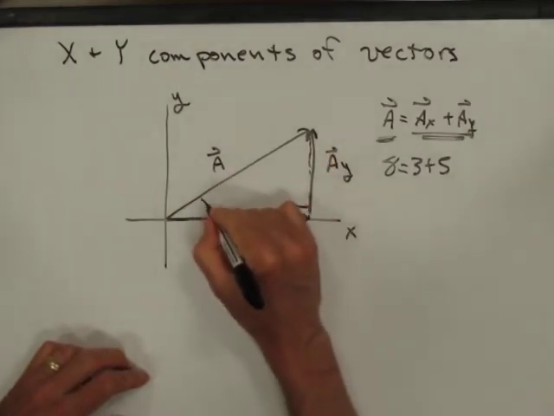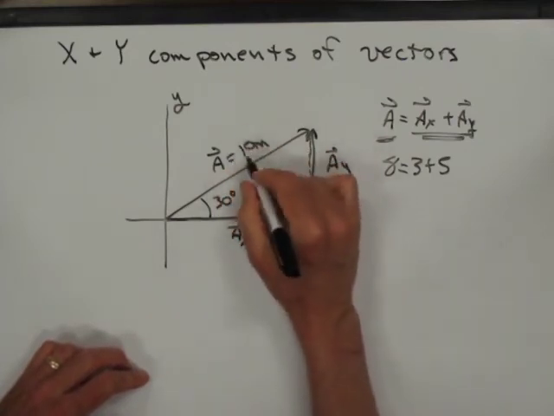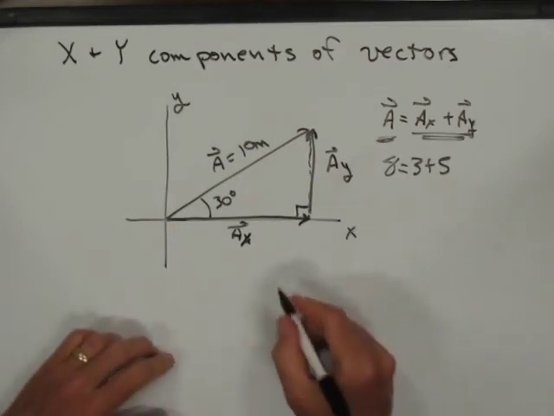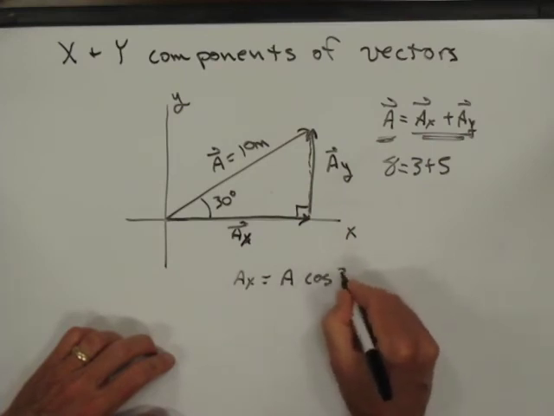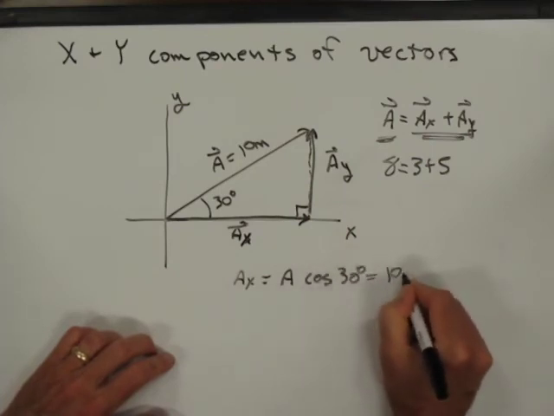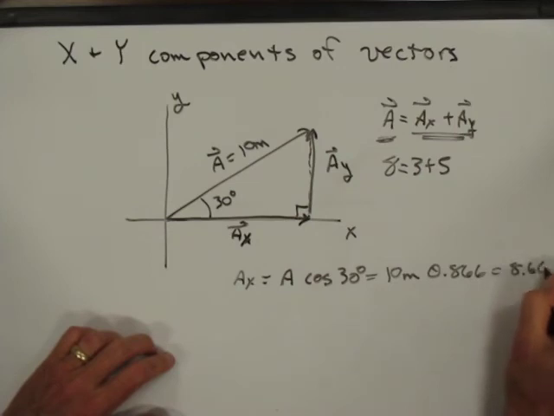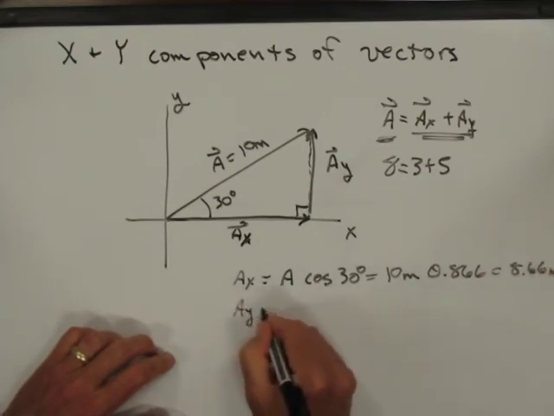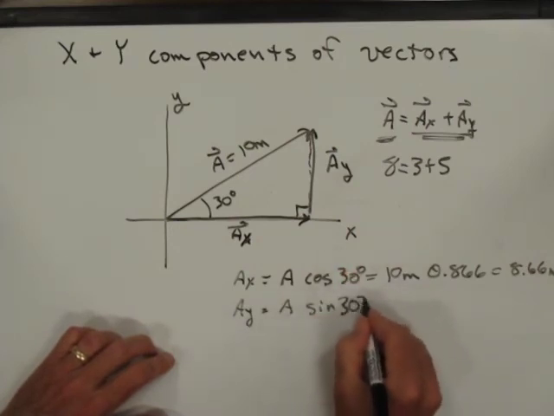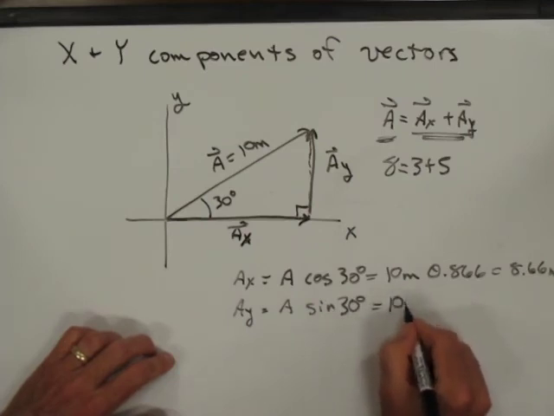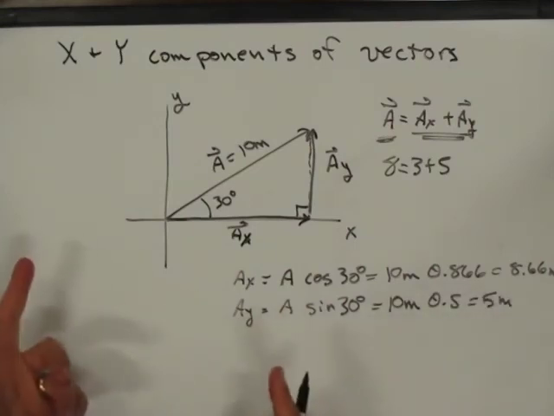And so if we pick an angle, say 30 degrees, and we say A is equal to 10 meters, its magnitude is 10 meters, right? We can say A sub x is equal to A times cosine of 30 degrees. That comes out to 10 meters times 0.866, because that's the cosine of 30, which is 8.66 meters. Similarly, A sub y is equal to A times sine of 30 degrees, which is 10 meters times 0.5, which is 5 meters. And so that's how you find the components.